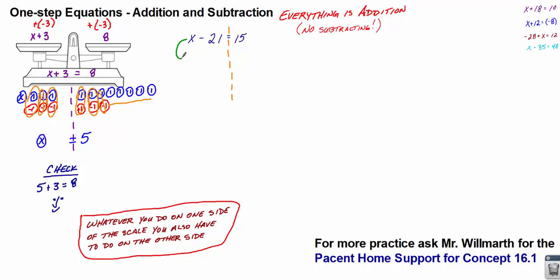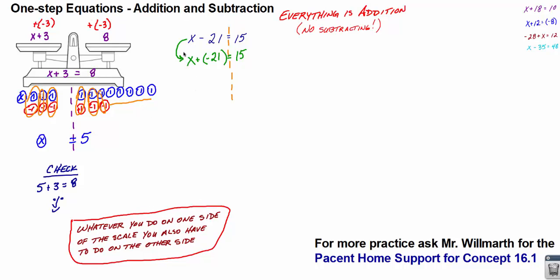So our first step is to make this an addition problem. And we did a bunch of these in class. Instead of x minus 21, we're going to have x plus negative 21 equals 15. We didn't change the value. We just rewrote it. Instead of subtracting a positive, we're going to add a negative.